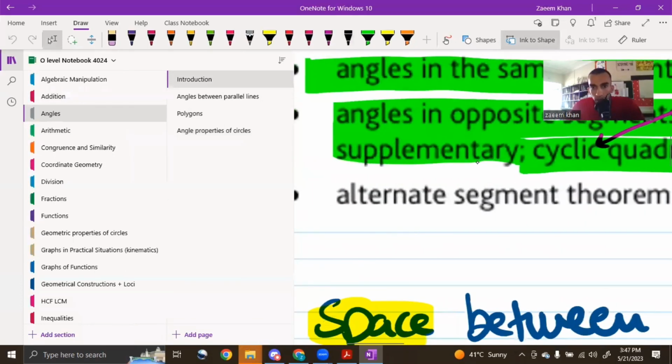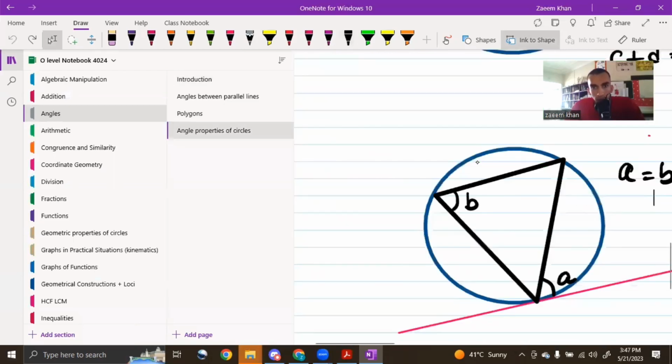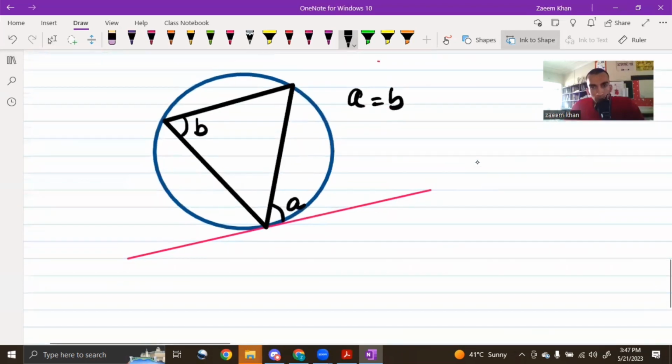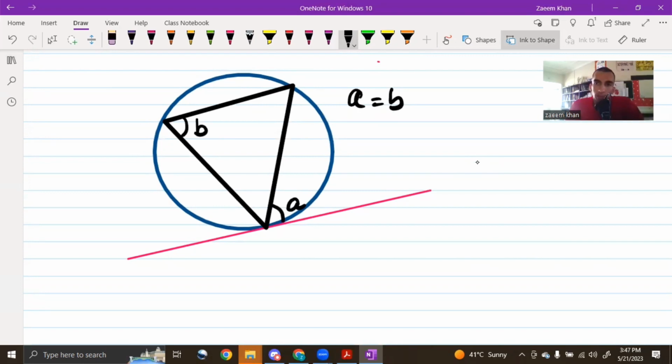What is alter? To alter something means to change. What is alternating? The alternate segment, as it's changing, or two different segments, right? One's in the minor segment and the other one is in the major segment. If I were to ask you which segment does angle A exist in, what are you going to say? Angle A? The minor segment.